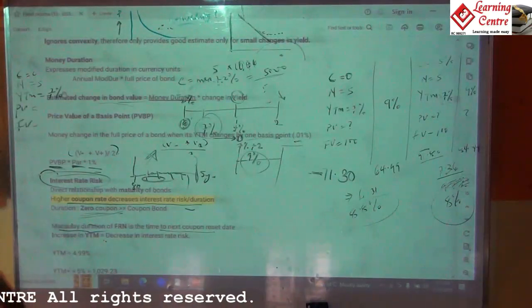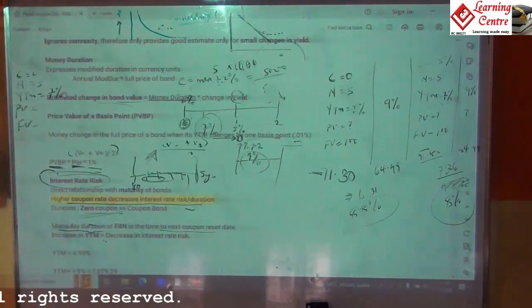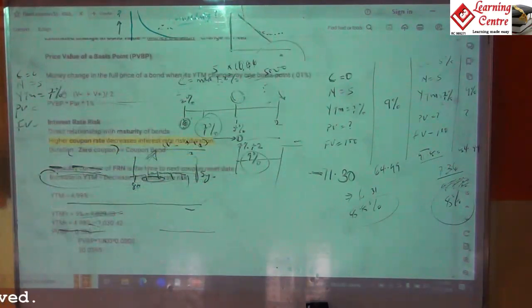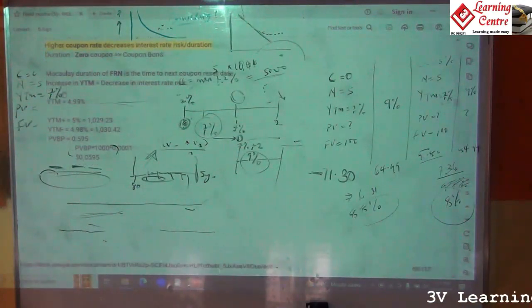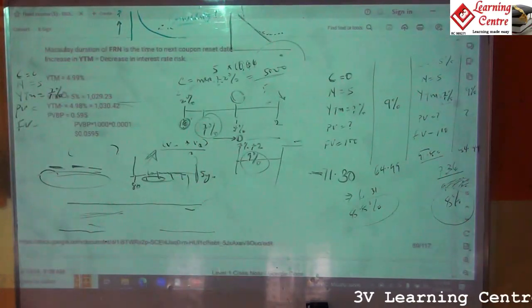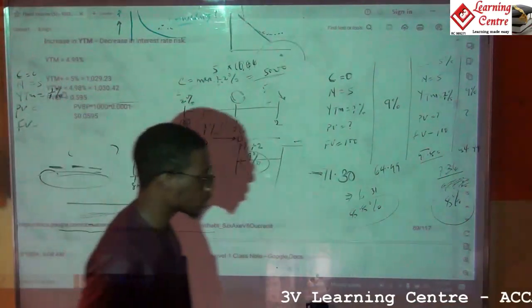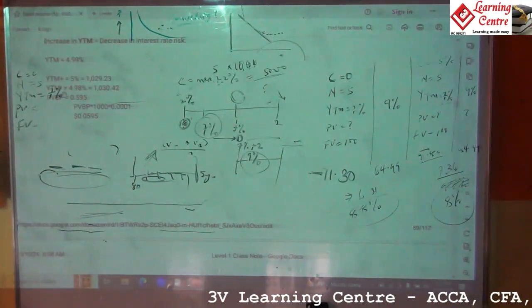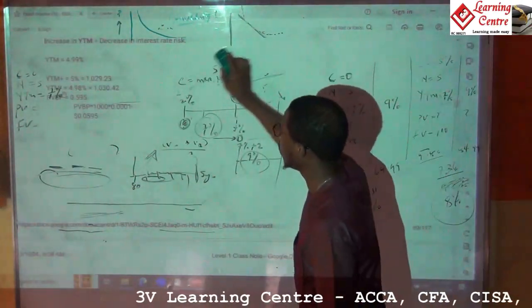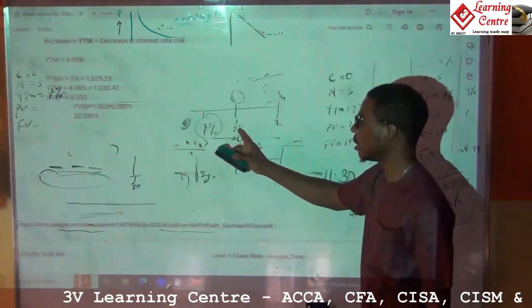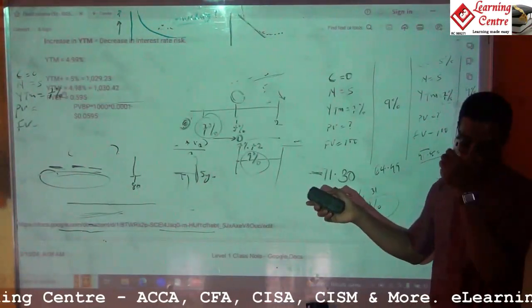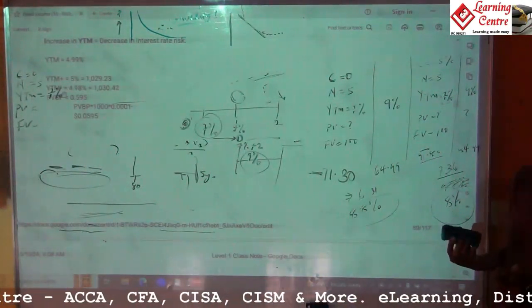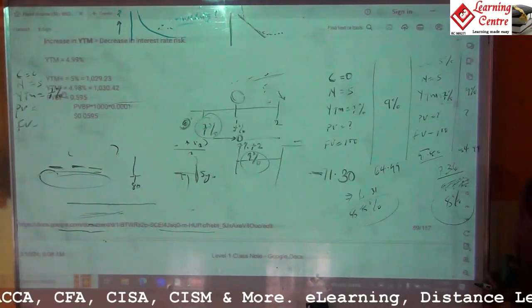Okay, so that's that. Increase in yield, decrease in interest rate risk. You can see the point that we want to look at when we sensitize this. At that year 1 point, the price of the bond will be affected, right? But the effect, the impact, the sensitivity, what are they?